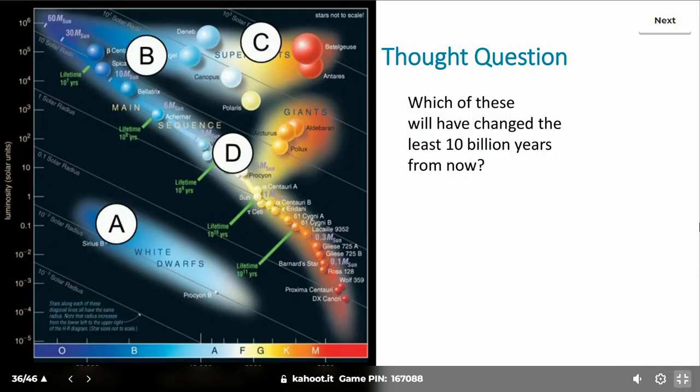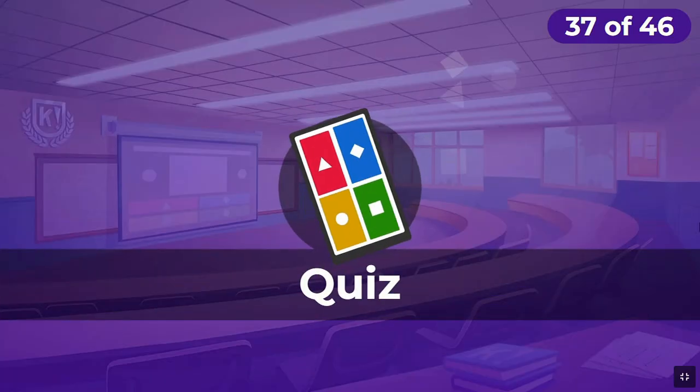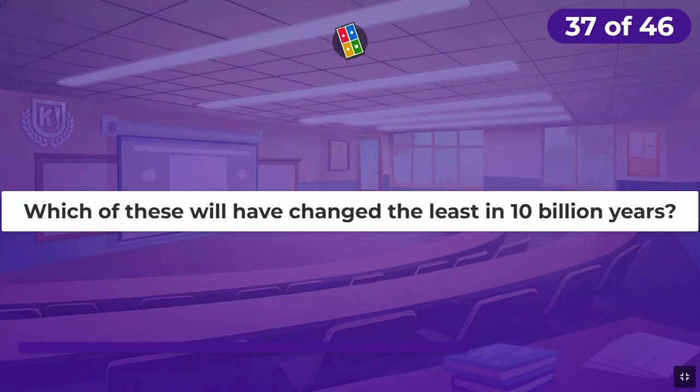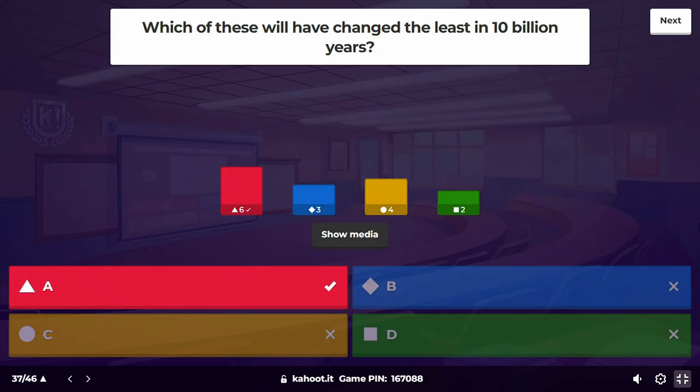Then we'll do another quiz question: which of these will have changed the least in 10 billion years? Okay, so this one is a bit tricky.